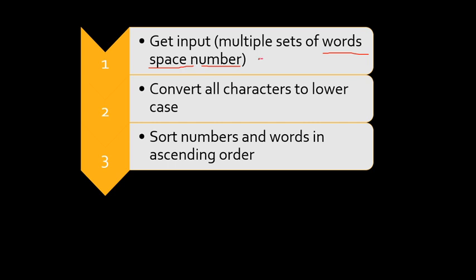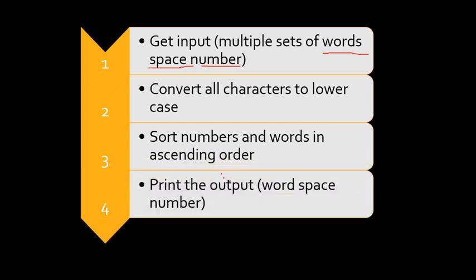Get the input, convert to lowercase, then sort them. Once you have sorted, you can directly start printing the output. Okay, and how will you print the output? First print a word followed by a space, then you print the number. Am I making it clear for all of you?